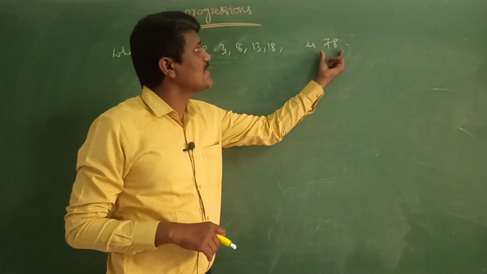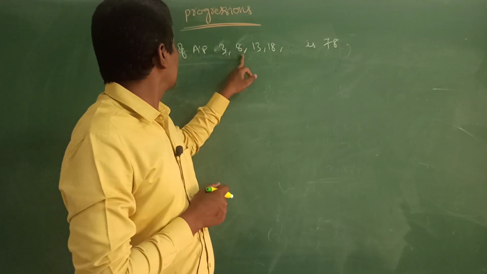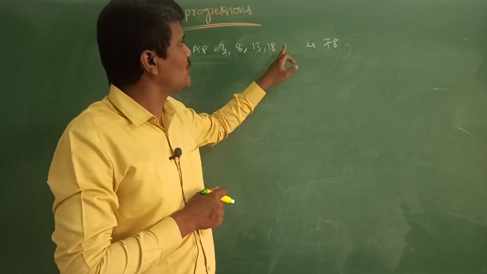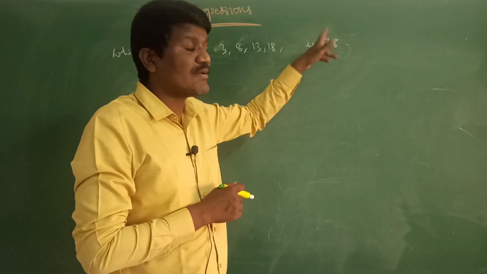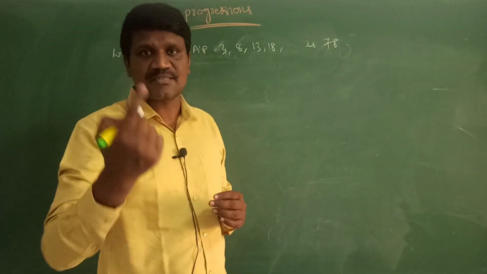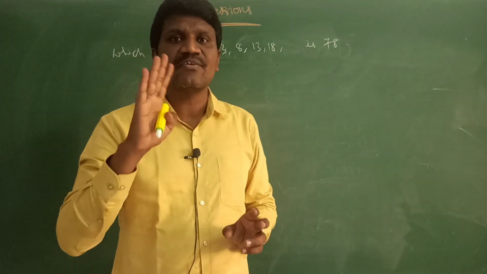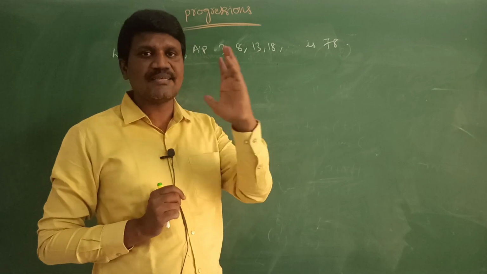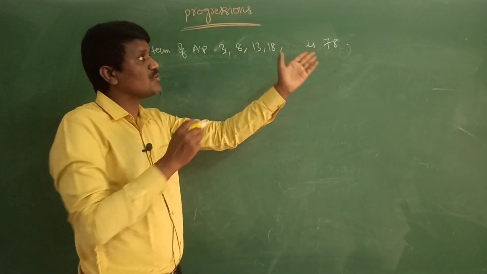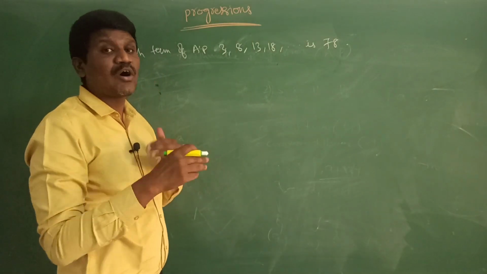So 3 is the first term, second term, third term, fourth term, fifth term, like that. 78 is the which term? They are asking whether it is the 5th term, 10th term or 20th term. So what do we need to find out? We need to find out the n value. How many terms are there? Is this the 11th term or 12th term or 4th term they are asking. So how to find it out?